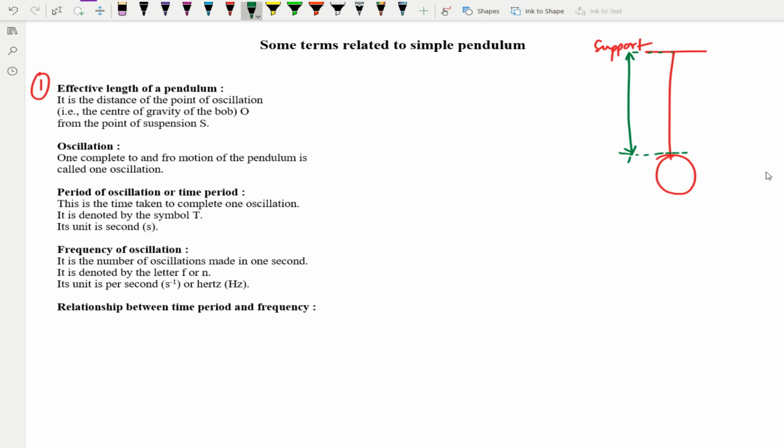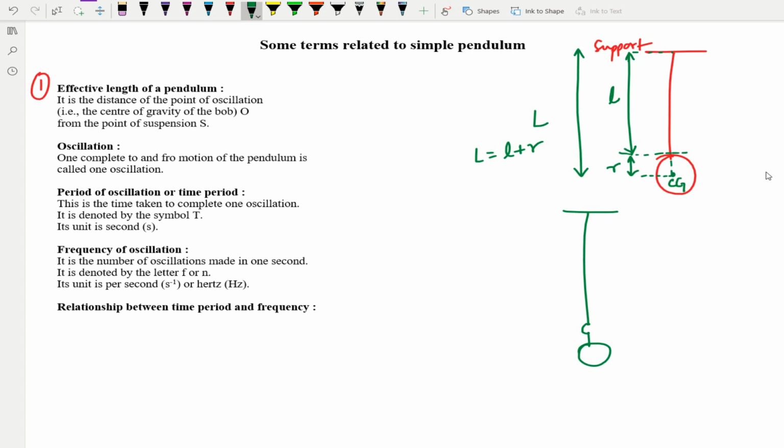and this. That means this entire thing from the support till the center of gravity, or actually the center of mass of this bob, is known as the effective length. Okay, so if small l is the length of the string and r is the radius of the bob, then capital L, the effective length, will be the length of the string plus the radius of the bob. Now in the laboratory, suppose the bob or the mass is like this, it is attached with a hook.